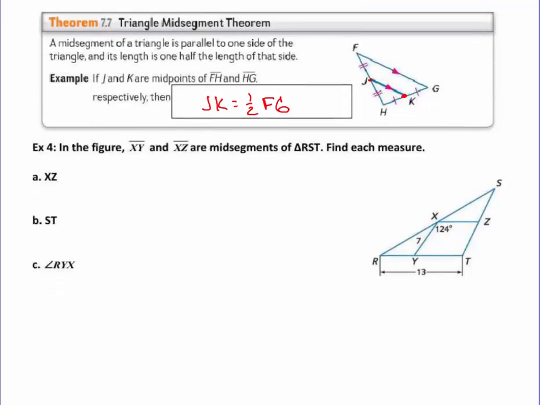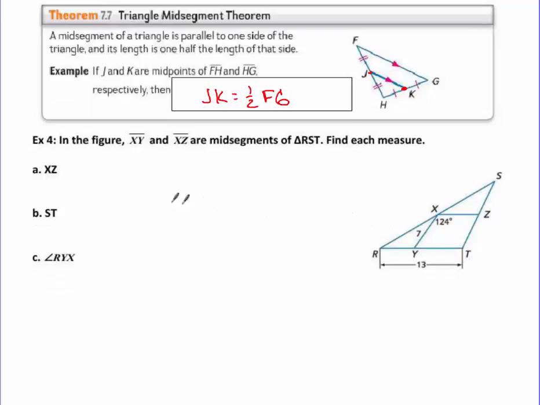Not too bad. So let's take a look at what an example would look like. In the figure, XY and XZ are mid-segments. So this is a midpoint. So this distance and this distance are the same, XY and XZ. And this is equal to them. And then our distance right here is equal to these two distances.